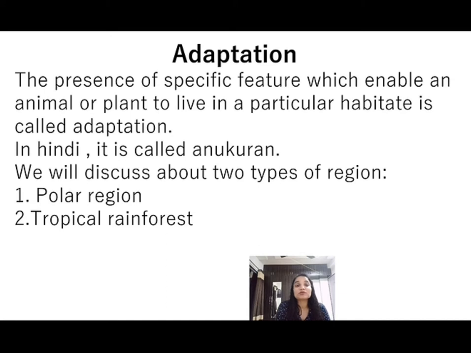Like, suppose you want to stay inside the water. We cannot stay because we have to breathe. For the breathing process, we have to come out of the water. So it's not possible for us to stay inside the water because we do not have gills, but the fish have gills, so it cannot be developed artificially. So it is a natural specific feature.